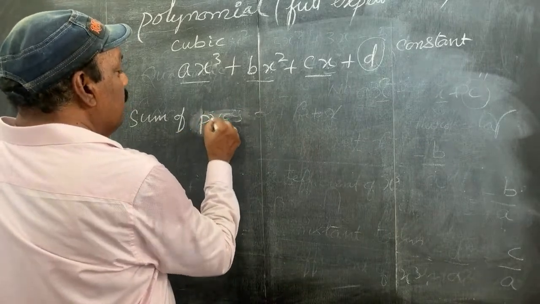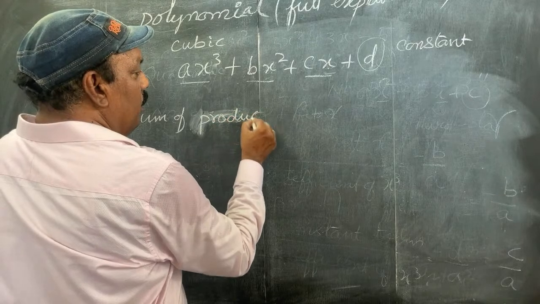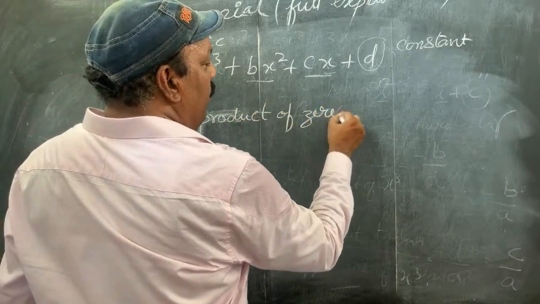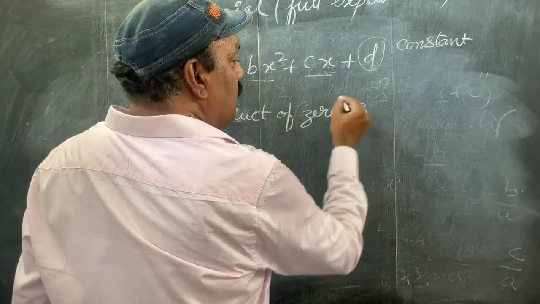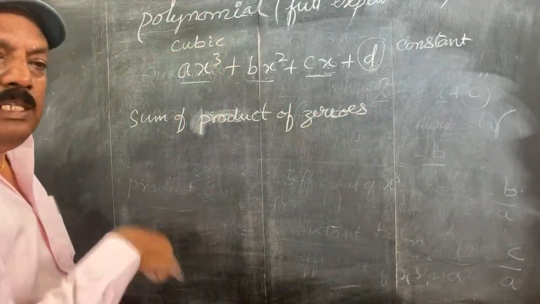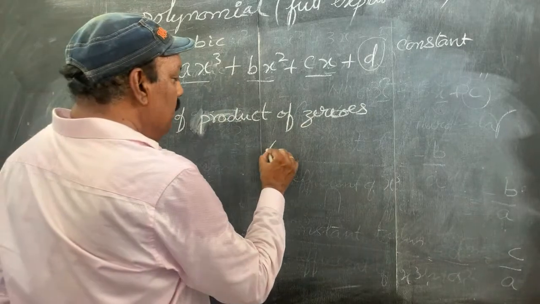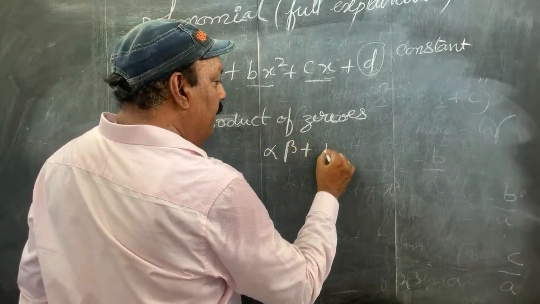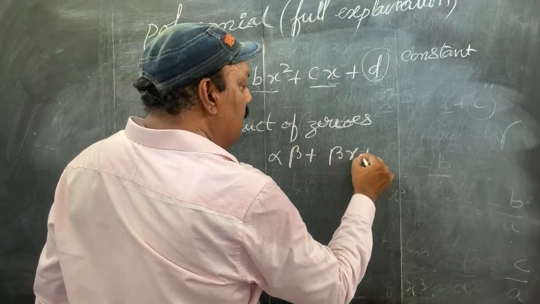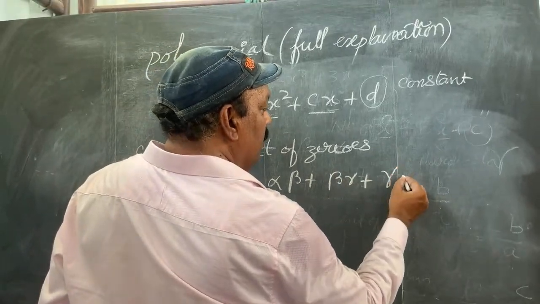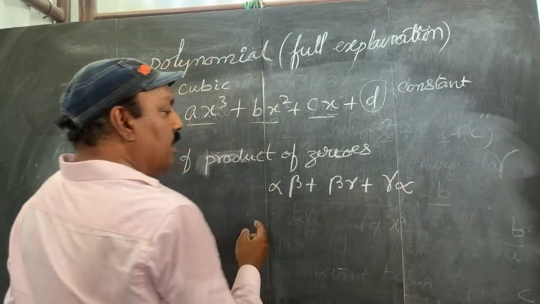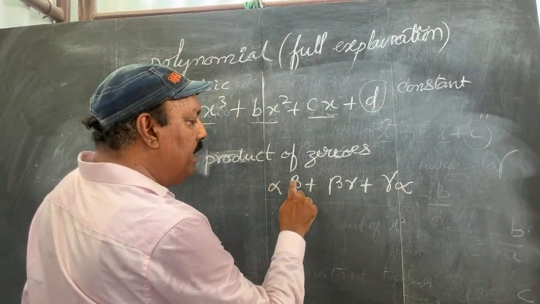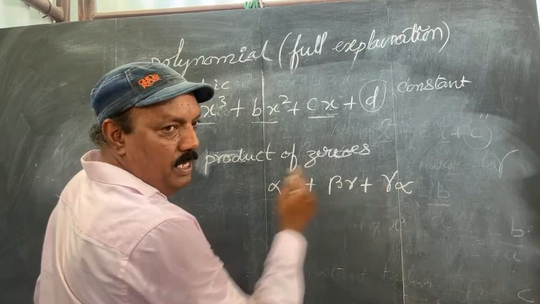Now the third formula is the sum of the product of zeros. This is a special formula present only in the cubic polynomial. It means alpha into beta plus beta into gamma plus gamma into alpha. Everything has come twice: alpha has come 2 times, beta has come 2 times, gamma has come 2 times.